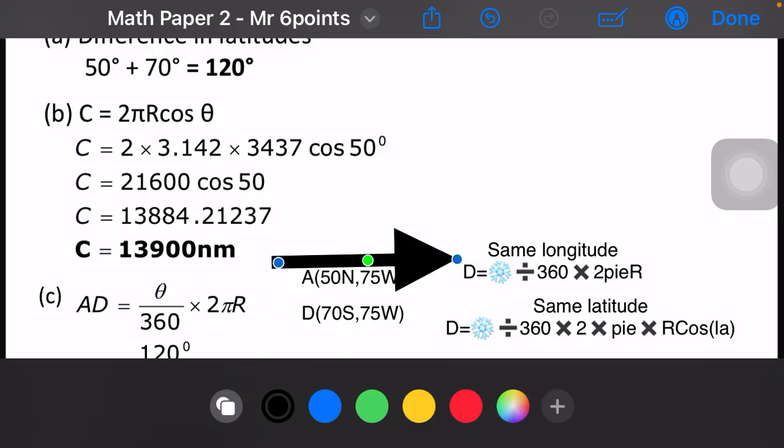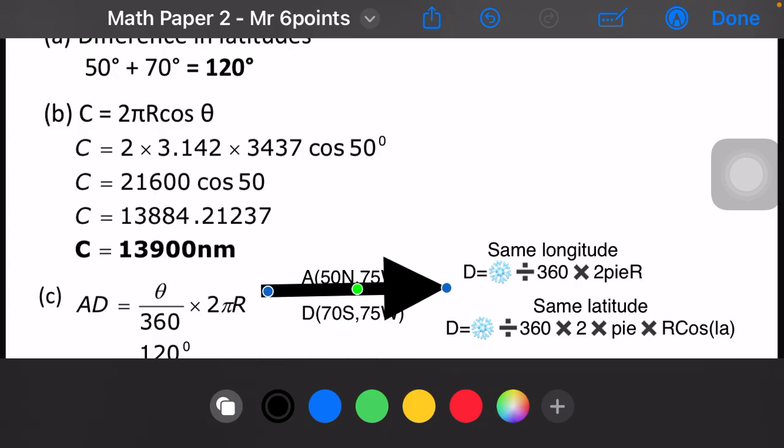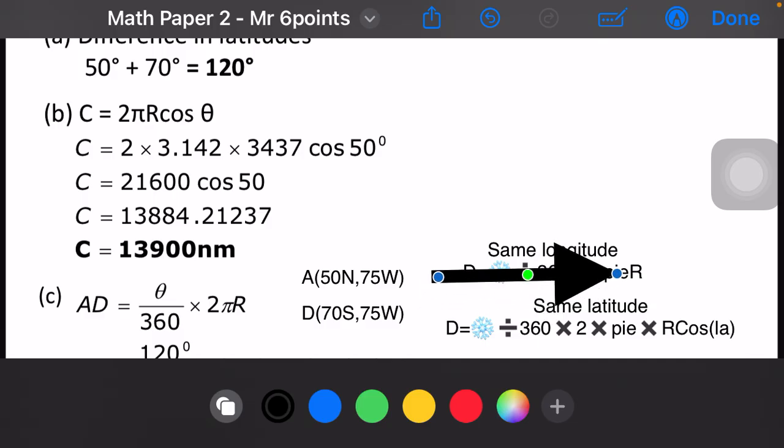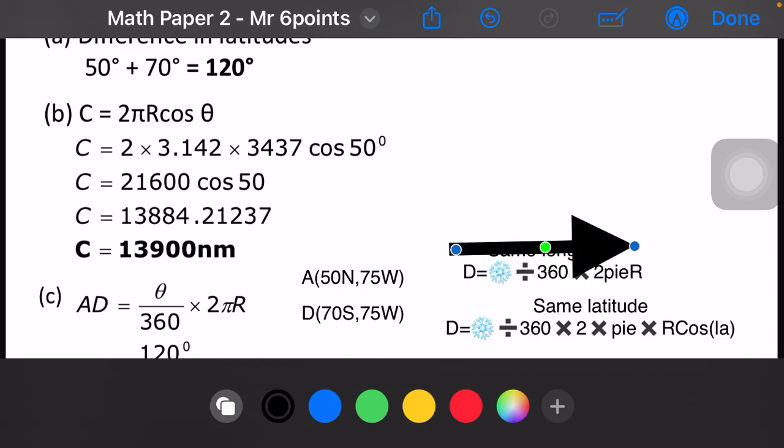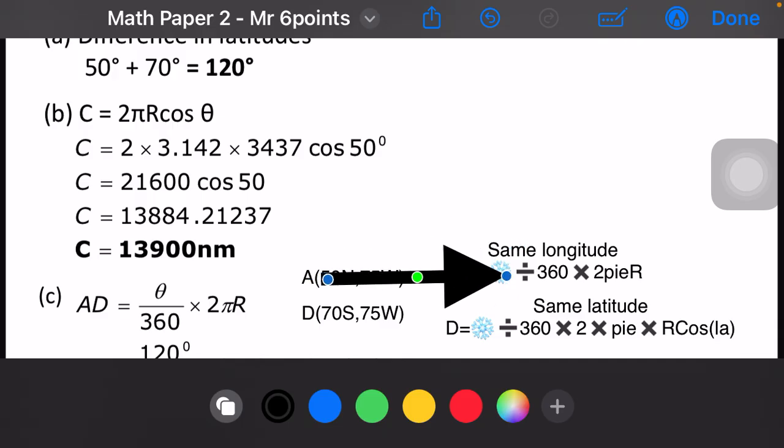You're going to use this formula here, which says distance is equal to pi divided by 360 multiplied by 2 times pi times r. Now you need to ask yourself, what is r in this formula? R is just the radius. You will always be given the radius r in the question. I'll show you when answering a past paper question example.